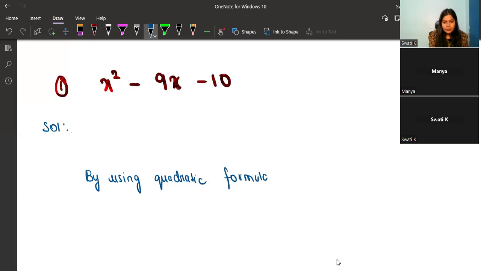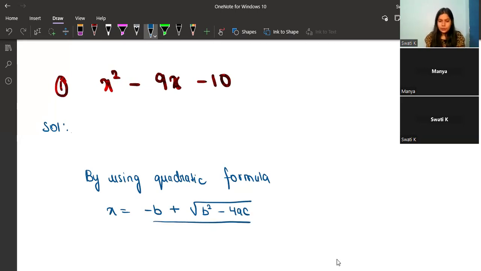x equals minus b plus minus square root of b square minus 4ac upon 2a. Now, do you know what a, b, c are? You don't, because I have not written them. So don't you think first we should write that down? Yes. A will be 1.